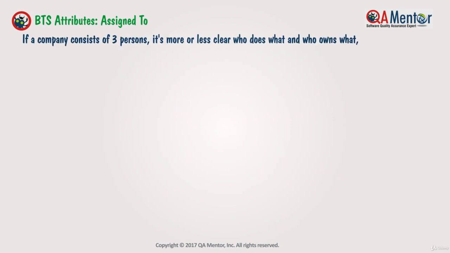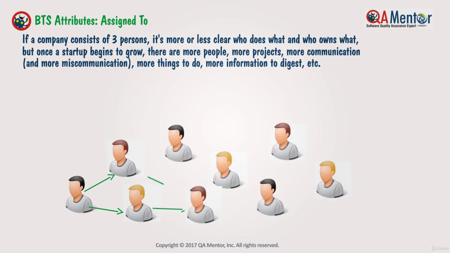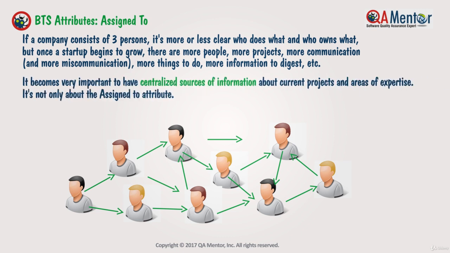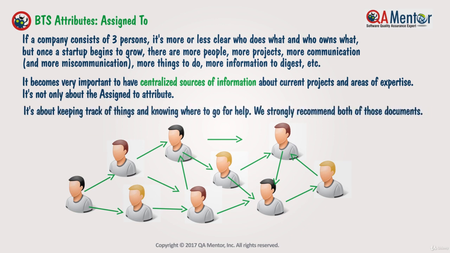If a company consists of 3 persons, it's more or less clear who does what and who owns what. But once a startup begins to grow, there are more people, more projects, more communication, and more miscommunication, more things to do, more information to digest, etc. It becomes very important to have centralized sources of information about current projects and areas of expertise. It's not only about the assigned to attribute, it's about keeping track of things and knowing where to go for help. We strongly recommend both of these documents.